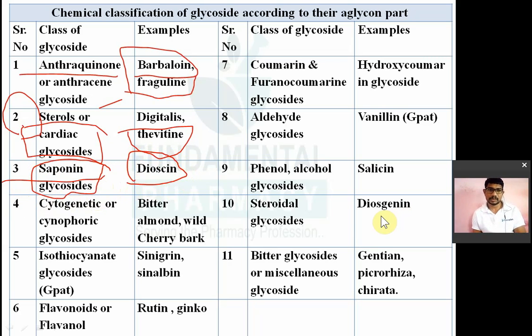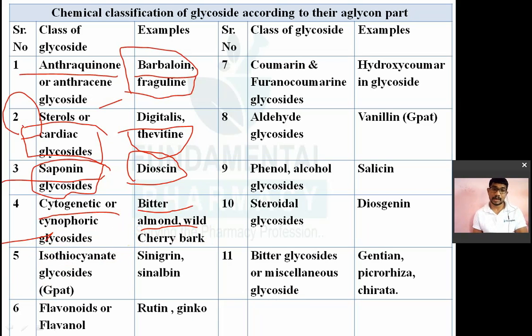Then the next one is cyanogenetic glycosides, also known as cyanophoric glycosides. For example, bitter almond and wild cherry bark consist of a cyanogenetic or cyanophoric glycoside. An example question can come on this.